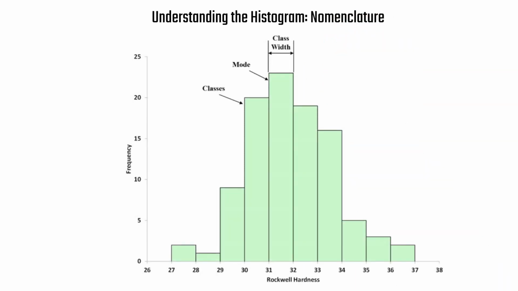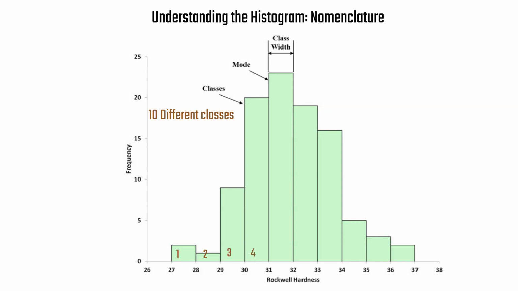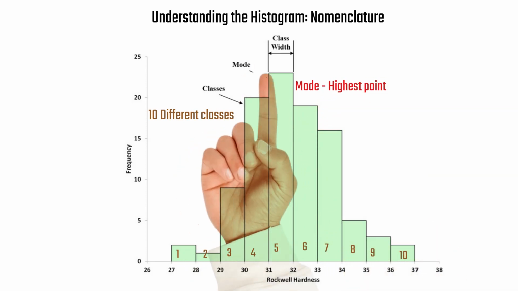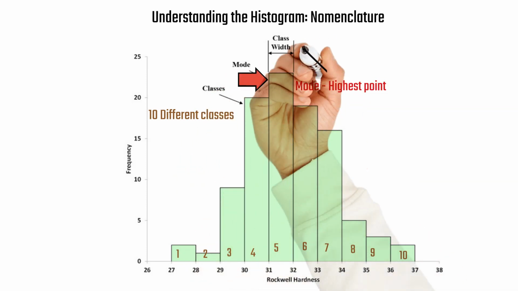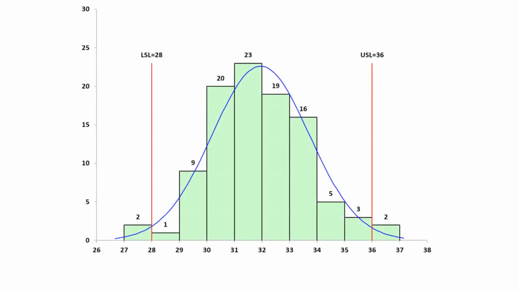So let's talk a little bit about the nomenclature. When you see a histogram, it has bars on it, and those bars are called classes. And this one has 10 different classes on it. And the highest class is called the mode, the one that occurs most frequently. And then also we have the class width, which is how wide each of these bars is. In this example, each one is 1 Rockwell hardness width.